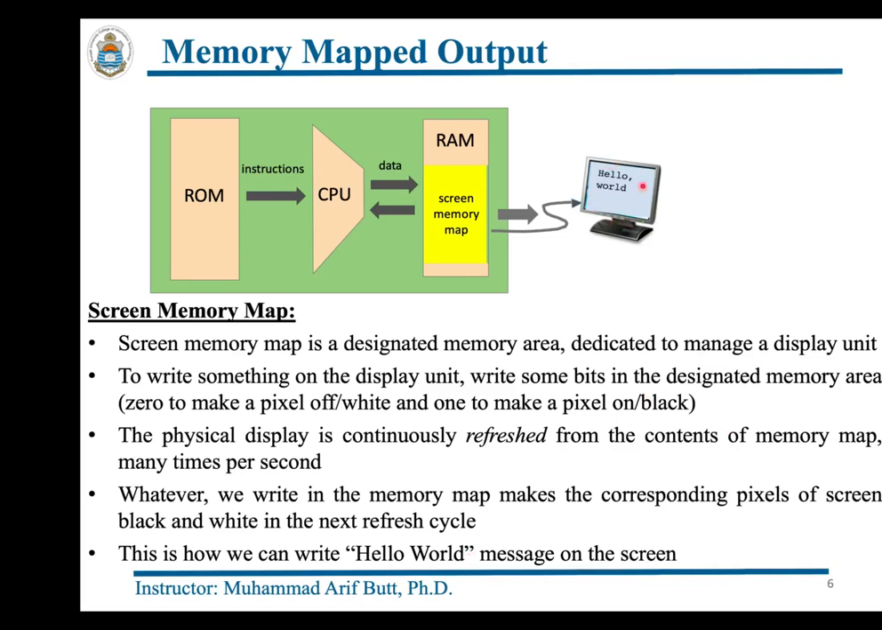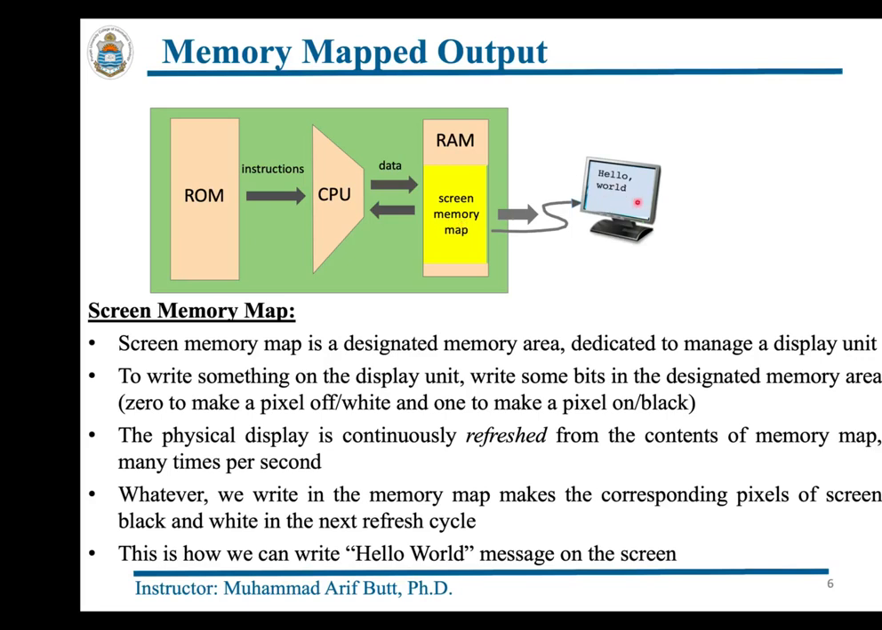Well, our screen is mapped onto some place inside the memory that we will call the screen memory map. The screen memory map is actually a designated memory area inside the RAM dedicated to managing our display unit. To write something on this display unit, we write some bits in the designated memory area. We write a 0 to make a pixel off or white, and we write a 1 to make a pixel on or black.